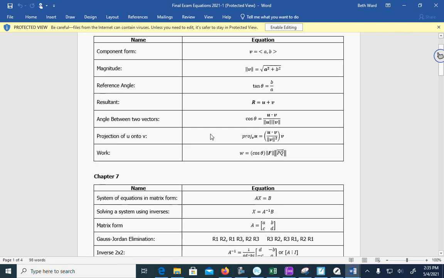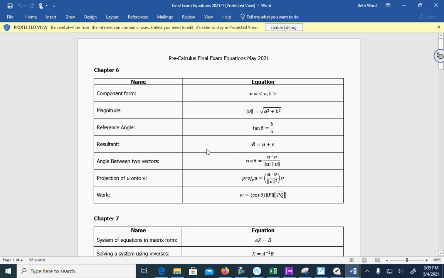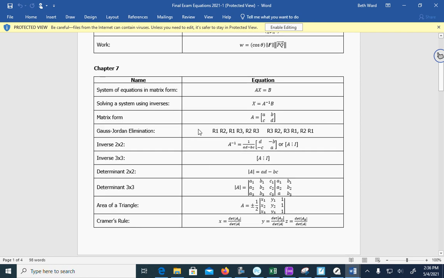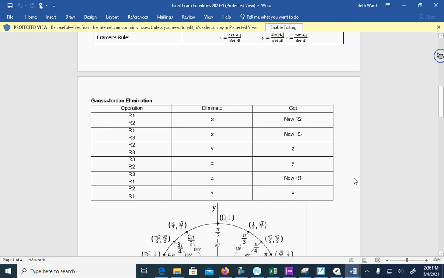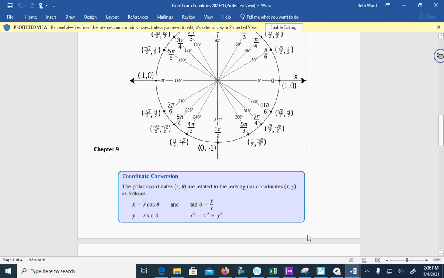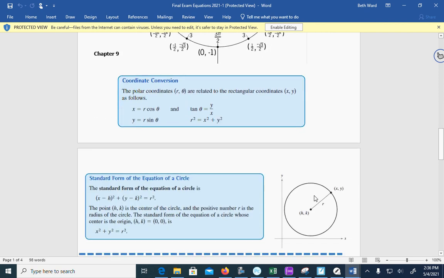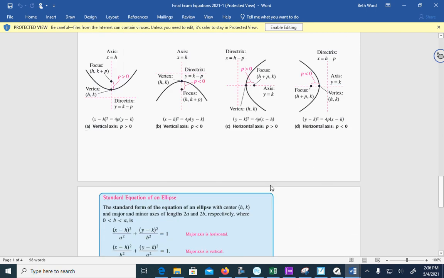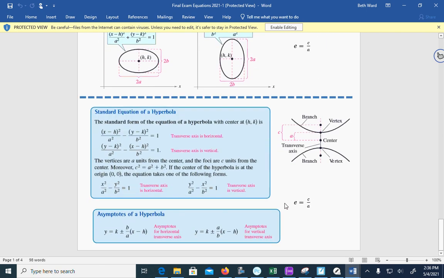So this is what they look like. We are giving you the ones from Chapter 6, which is vectors, and the one from Chapter 7, which is the systems. You'll notice that we have Gauss-Jordan written like this, but we also took the time to rewrite it like this in the chart, which you are more familiar with. We did give you a completed unit circle. Then there are all the formulas for Chapter 9 with the polar equations, and then your circles, parabolas, ellipses, and hyperbolas.